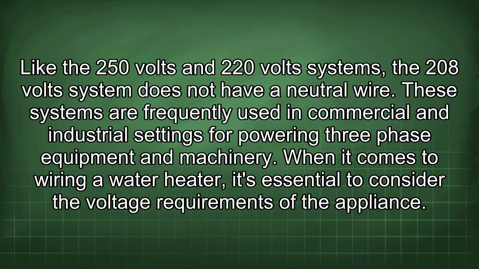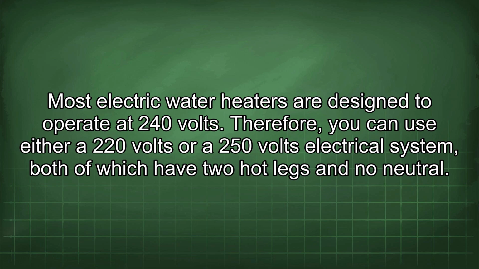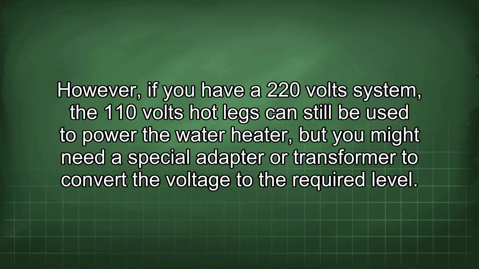When it comes to wiring a water heater, it's essential to consider the voltage requirements of the appliance. Most electric water heaters are designed to operate at 240 volts. Therefore, you can use either a 220 volt or a 250 volts electrical system, both of which have 2 hot legs and no neutral. However, if you have a 220 volt system, the 110 volts hot legs can still be used to power the water heater, but you might need a special adapter or transformer to convert the voltage to the required level.